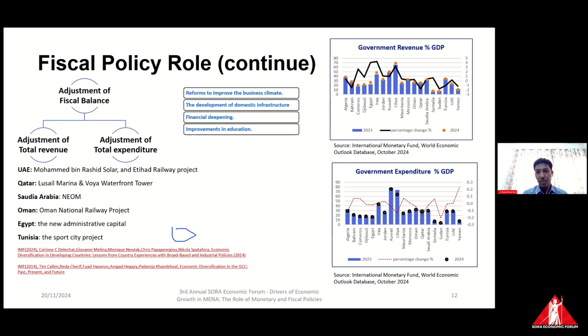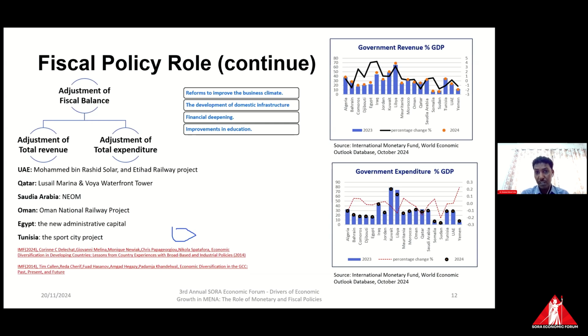And here we see some countries in the region are doing very well in terms of the revenue. Some countries are doing economic reform programs on improving the tax administration and avoiding any tax smuggling. And other countries are doing very well in terms of diversifying their economies from not only relying on oil as their main source of revenue, but relying on other sources of revenues.